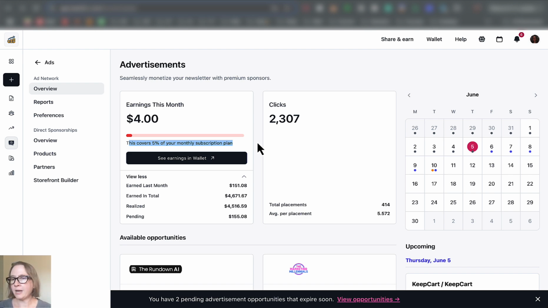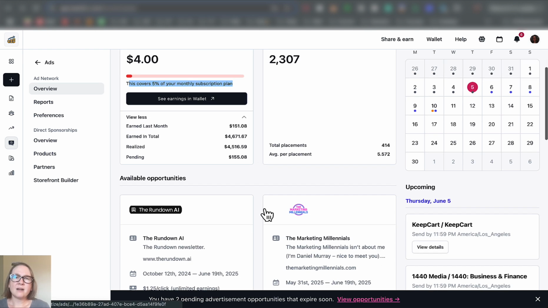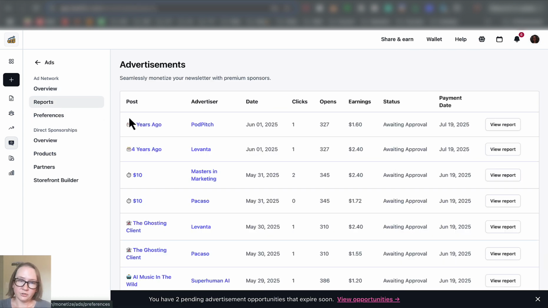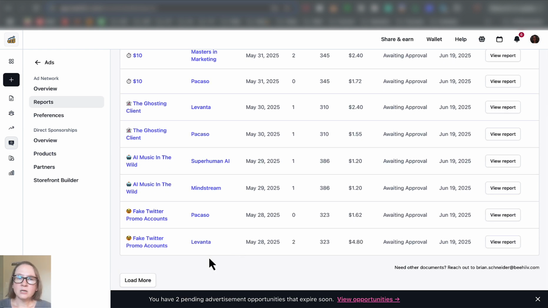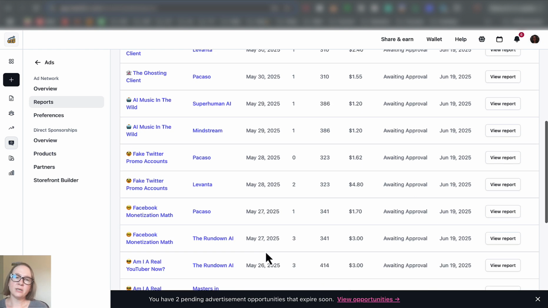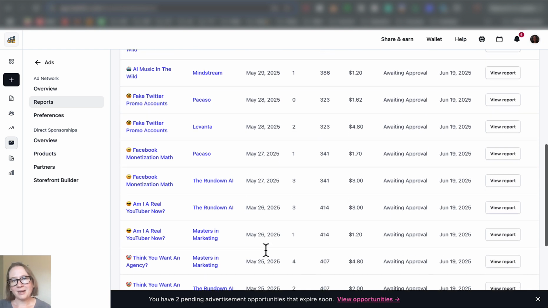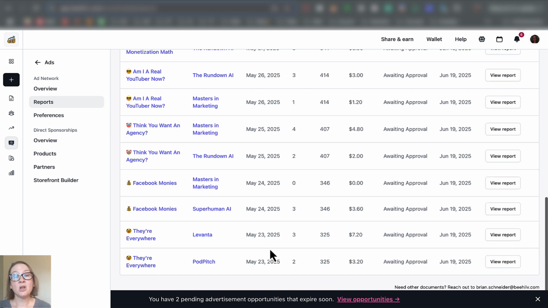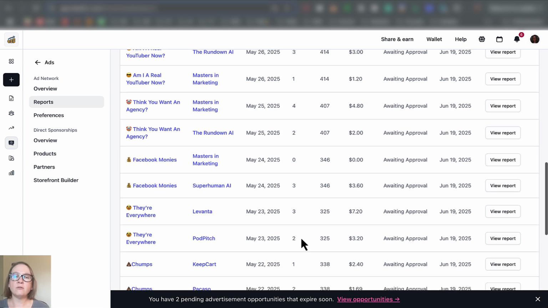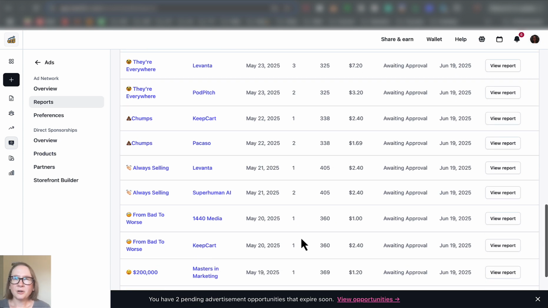The other problem that I've seen, at least with my newsletter, actually with all of the newsletters that I run on Beehiiv right now, is there's not a lot of variety in terms of the advertisers you get. Now, just recently, there have been some new ones, like this, I assume it's Picasso is how this is said. This company is fairly new for me, as well as Superhuman AI and Mindstream. But as we look through these reports here, you're going to notice that I'm getting a lot of the same companies, actually pretty much almost all the same companies over and over. And that's not great, right?